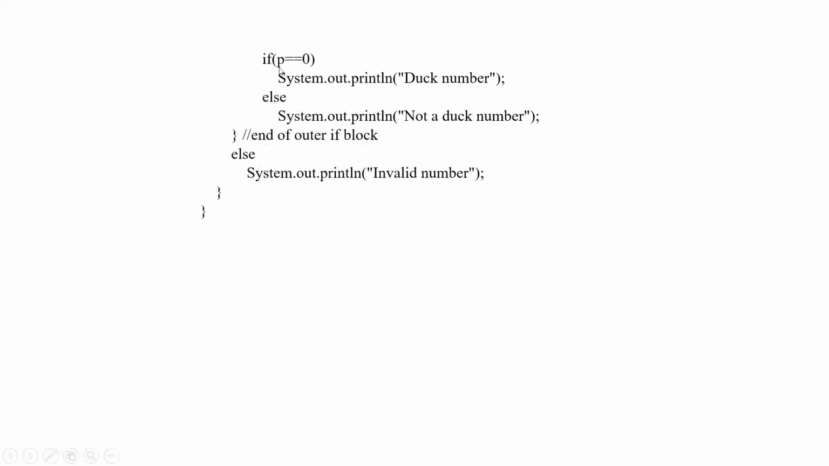Now, if the product value p equals 0, it is a duck number. And if the product value is non-zero, it is not a duck number. So my outer if block, you remember, where we're checking for a 3-digit number, ends over here. If that if is invalid, the control will come to the else block where it will print invalid number.